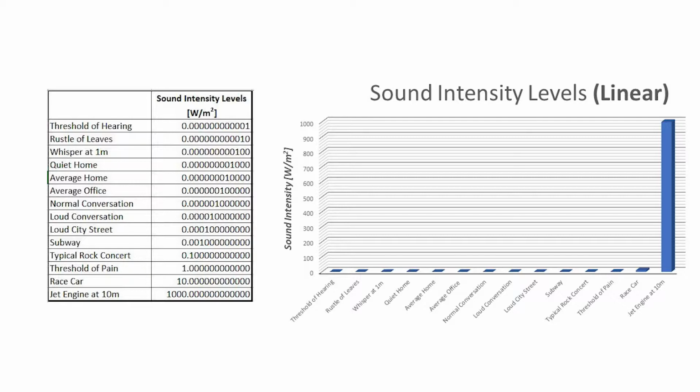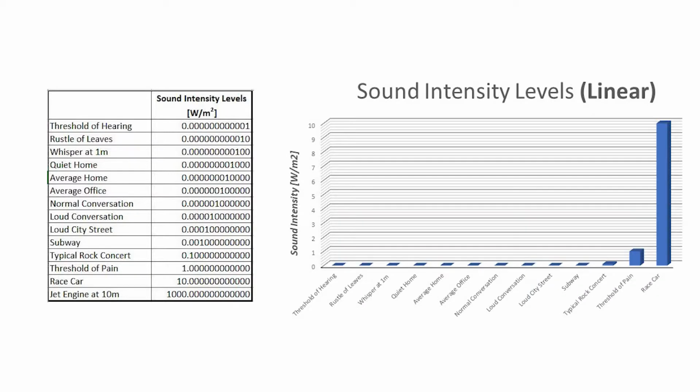When we go from the threshold of pain to a typical rock concert to a subway or a loud city, you notice these drastic changes, and even everything else is just so small. That's not really how we hear, and I'll show you what I'm talking about. Even if we zoom in and take out the jet engine and just zoom into the race car down to the threshold of hearing, you can start to make out more of what's going on, but that's still not how we perceive the sound.